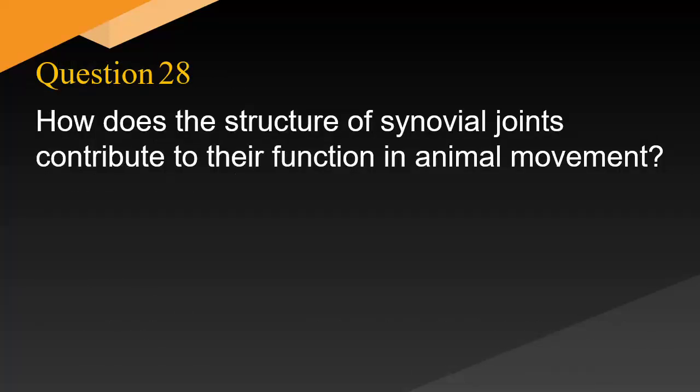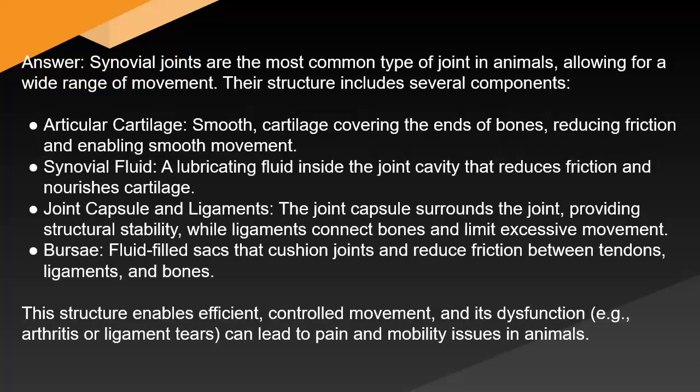How does the structure of synovial joints contribute to their function in animal movement? Answer: synovial joints are the most common type of joint in animals, allowing for a wide range of movement. Their structure includes several components: the articular cartilage, smooth cartilage covering the ends of bones, reducing friction and enabling smooth movement. Synovial fluid, a lubricating fluid inside the joint cavity that reduces friction and nourishes cartilage.